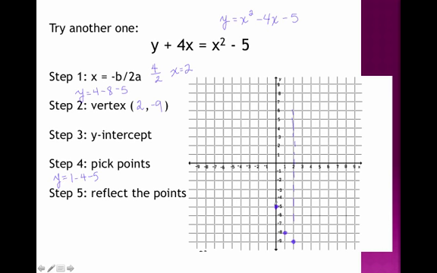And I'm going to go ahead and pick negative 1 for my second value. So where x equals negative 1, my y equals 1 plus 4 minus 5, or 0. So where x equals negative 1, my y value is going to be 0. I'm going to reflect these points across my axis of symmetry. I'm going to be here, here, and here, and then I can go ahead and sketch.